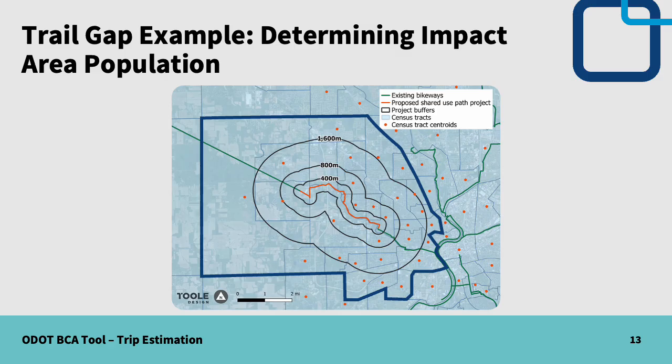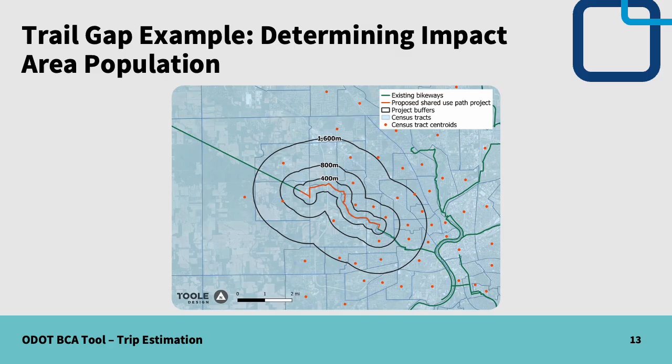However, this project is filling a gap in an existing network. There are people in the potential impact area census tracts that are 2.5 miles from the project terminus, but only 3/4 of a mile from an existing facility that connects directly into the project. So, we opted to use data on the existing bike network to inform the identification of impact area census tracts.